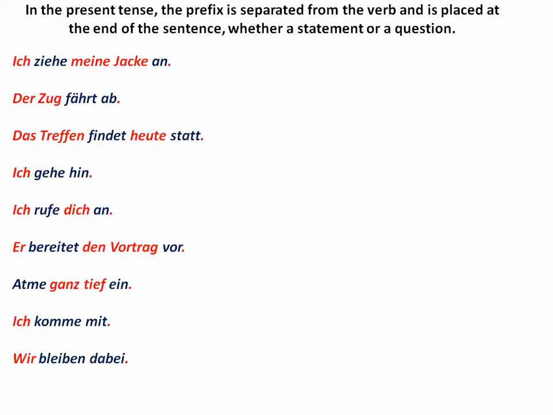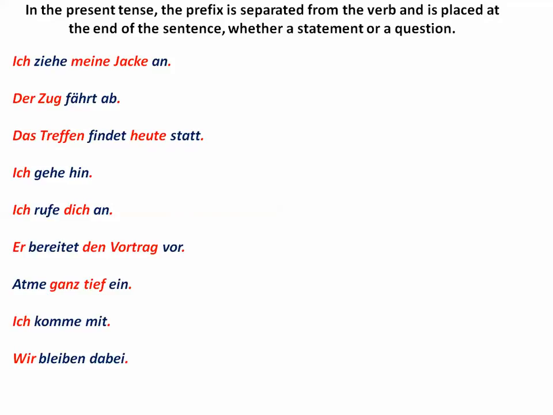So let's talk about the present tense first. When you are forming a present tense sentence in German with a separable prefix verb, the prefix becomes separated from the root of the verb, and it's always placed at the end of the sentence, whether a statement or a question. The only possible exception to this is if it is coming after a subordinating conjunction. But in most cases in the present tense, we think prefix at the end.